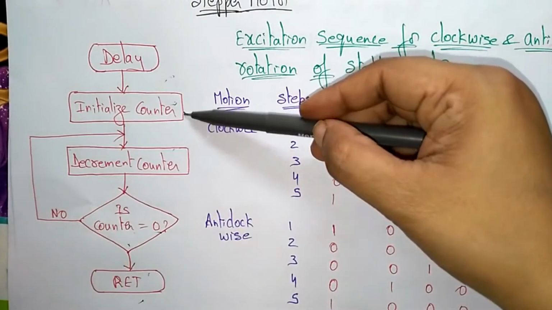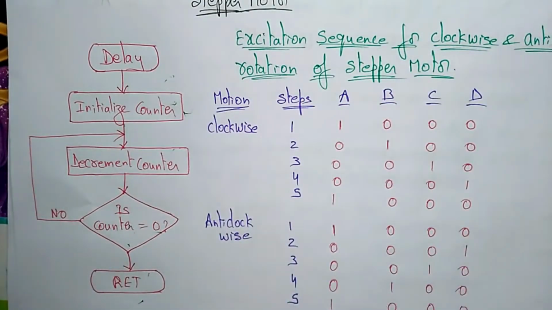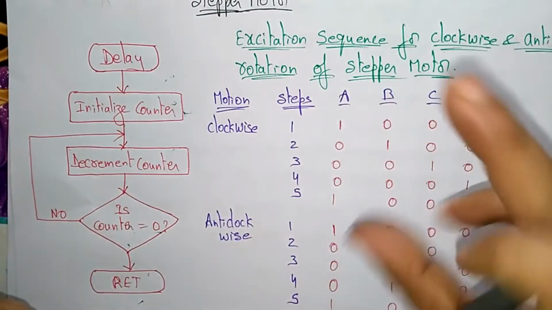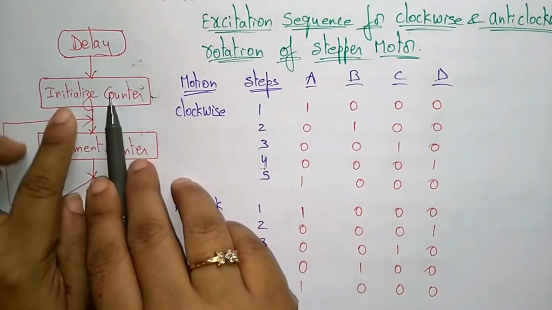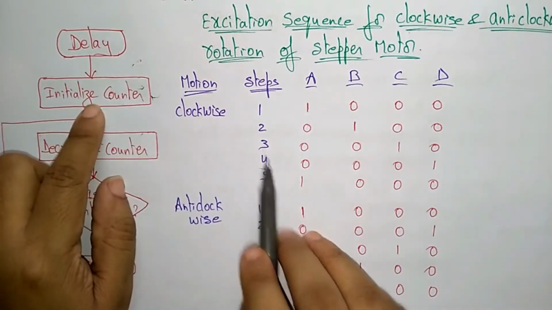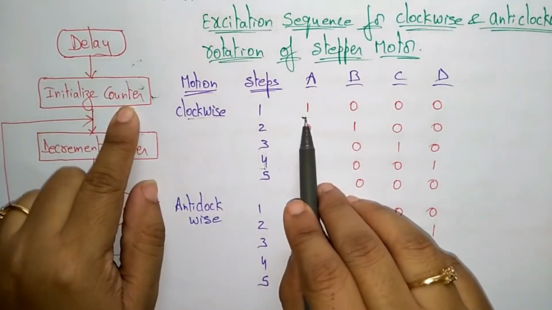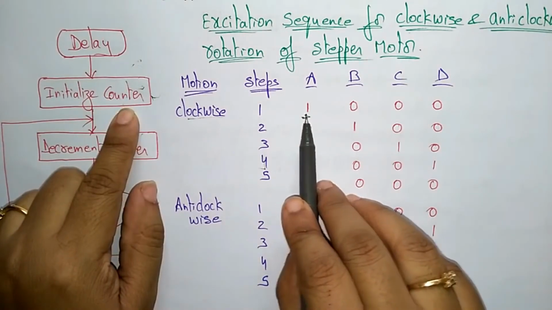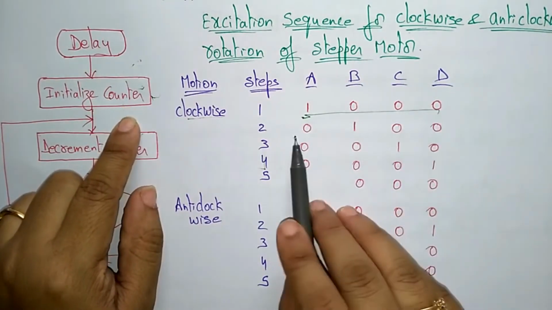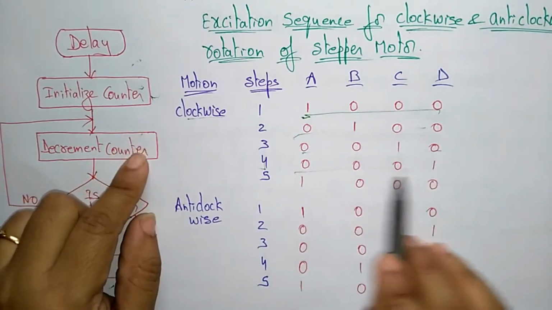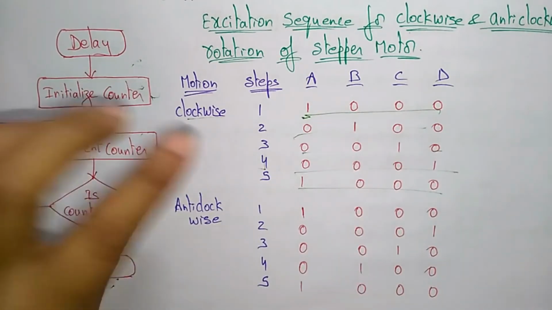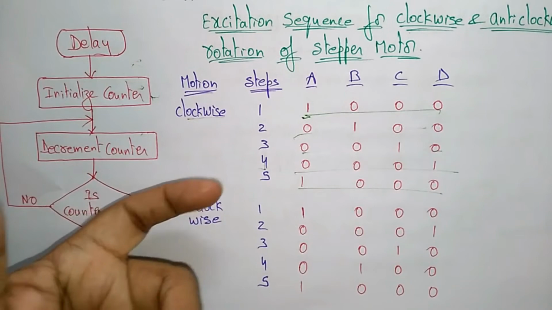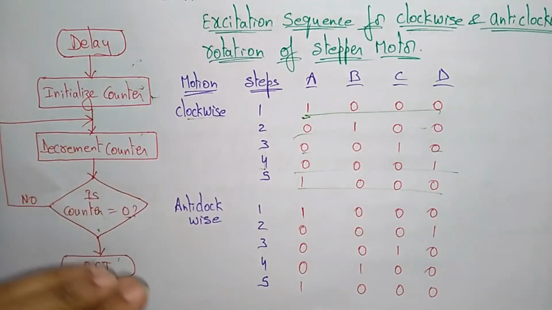First it is initialized. After that it rotates until the count becomes 0. So 1 rotation, 2 rotation, 3 rotation, 4 rotation, 5, like that. Suppose we have taken 5, the initialization counter is 5. First it starts with 1. So the count A, B, C, D, and 1 rotation is over. Then 2, 3, 4, 5. Whenever it reaches 0, it returns, meaning it stops. So one complete clockwise rotation takes 5 steps.